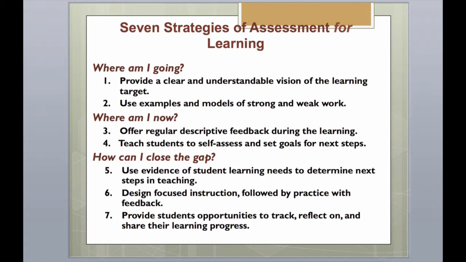Strategies 5 and 6 ask us to look at what students have done after they have done some work, determine what the learning needs are, and then teach to them with a number of different strategies, one of which might be to reteach, another might be to offer feedback, another, if students are ready, might be to ask them to look at their own work and decide what needs to happen. So we diagnose followed by action, and that's strategies 5 and 6.